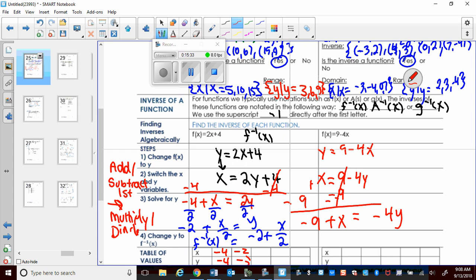Okay? You should get y equals negative 9 over negative 4 and x over negative 4. If I do the last step, I change y to f to the negative 1 of x. It's f to the negative 1 of x equals 9 over 4. A negative over a negative is positive. Minus, I bring that negative up, minus x over 4. That's my final equation for the inverse.